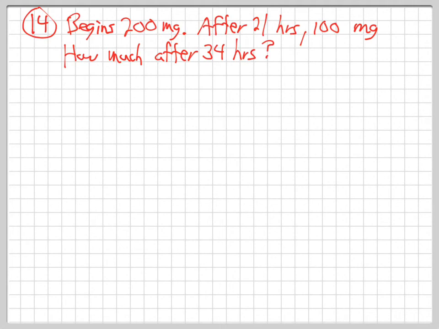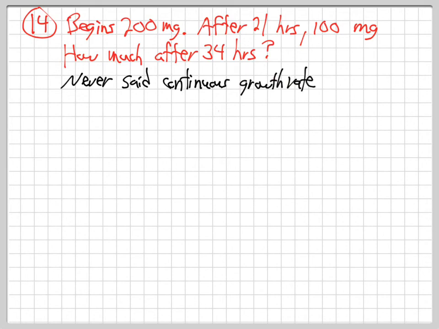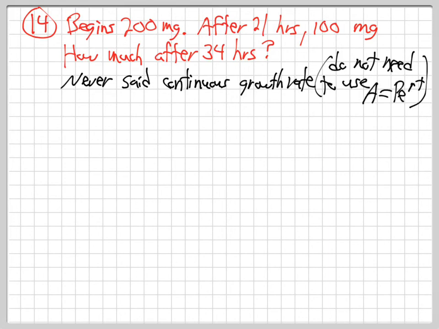Now, which formula are we going to use? Did they say continuous anywhere on this one? No, they never. If you go back to the words, they never said continuous growth rate. So we do not need to use the PERT formula, right? That's only for continuous growth.